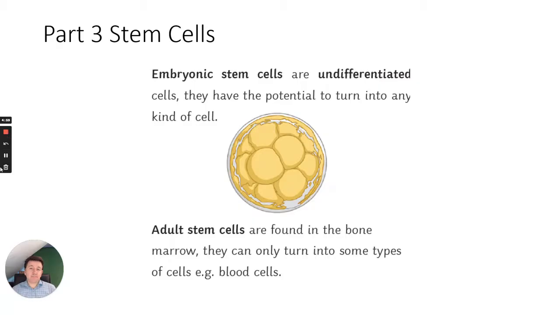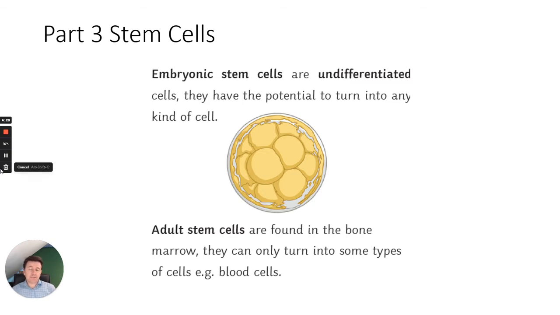Part 3 is stem cells. So stem cells are undifferentiated cells that can then differentiate into different types of specialized cells. There are two types of stem cells you need to know about in humans or animals, and that is embryonic stem cells. The embryo is when the sperm has fertilized the egg, and the egg then starts to divide. So they are undifferentiated cells.